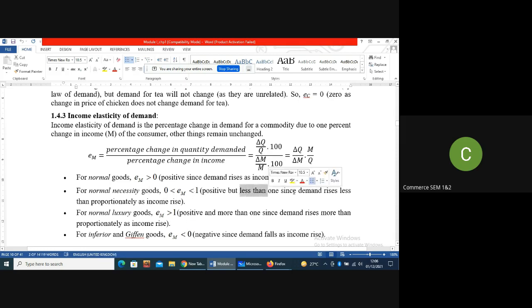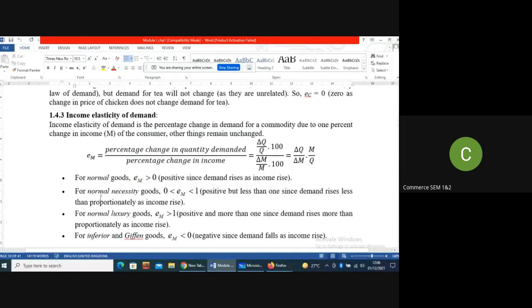It will be less than 1 since the commodities are necessity commodities, as I said, examples of necessity commodities like salt or tea, staple foods like rice or wheat. If your income doubles, you will not start eating double the amount of rice or bread from the next day. So if your income rises by 10%, maybe you will increase your consumption by 2%. That is why for normal necessity commodities the value of income elasticity will be less than 1, but positive, greater than 0.